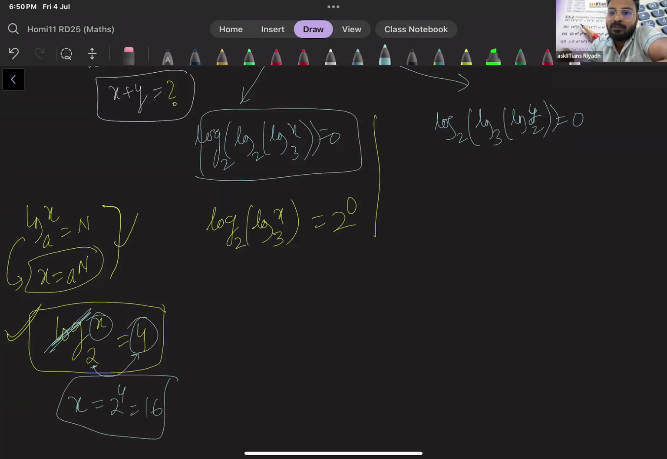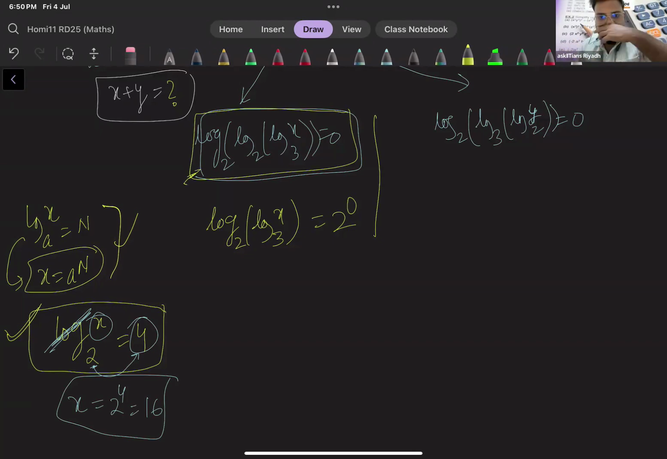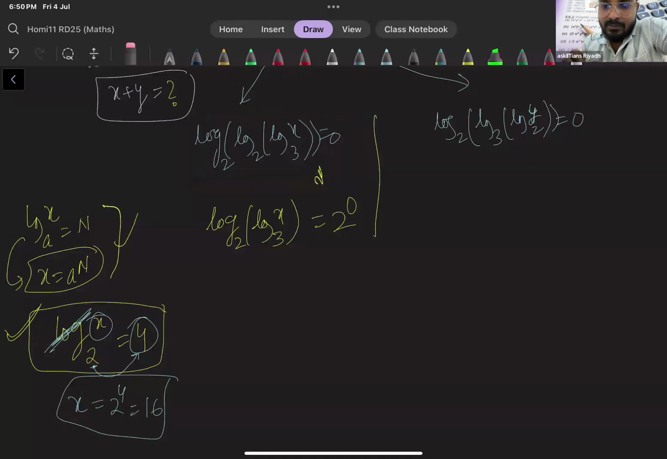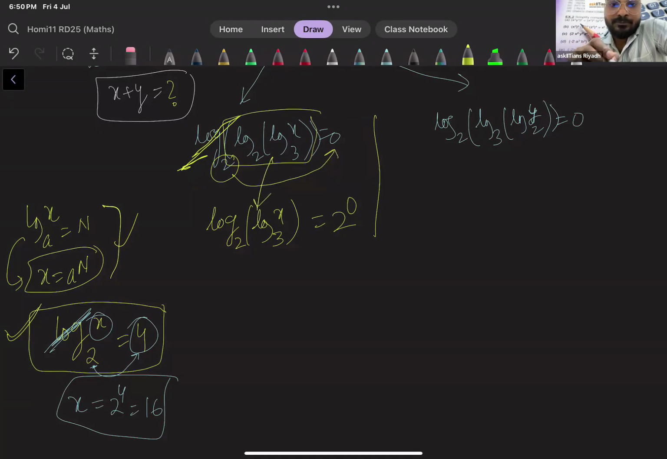If you see this question, we are starting from the first log, meaning we are removing the first log. There are 3 logs in this, right? So we are starting solving from outside. First, the outermost log we will solve. So we are going to remove this log. It means that this 2 will go to the right hand side. What is left? These 3 terms, these 2 terms that I have written here.